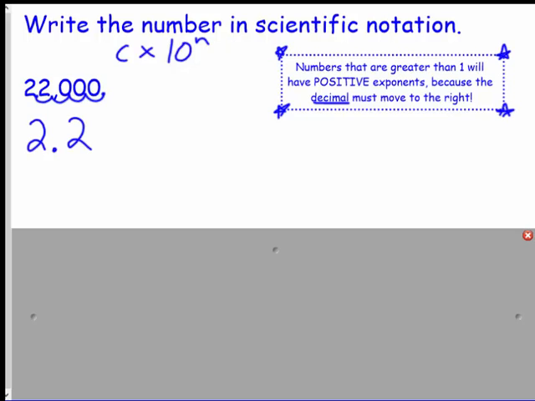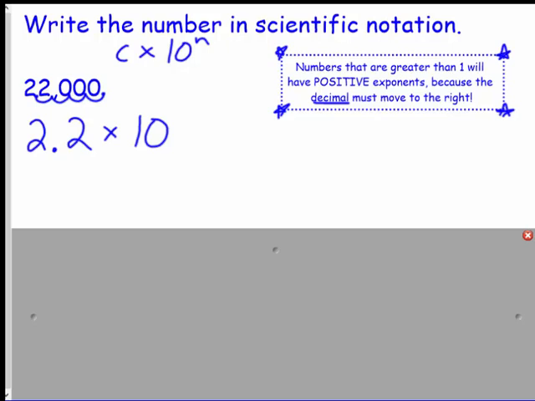That's going to be my C number, 2.2. So I've found 2 and 2/10. That's going to be the number C that's somewhere in between 1 and 10. But now I have to multiply this times 10 to some power, and this number has to be worth the same thing I had to begin with. 2.2 times 10 to some power has to be the same thing as 22,000.